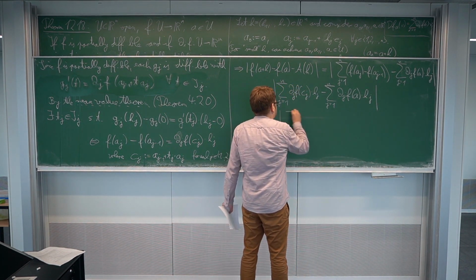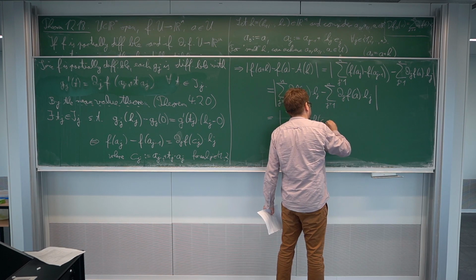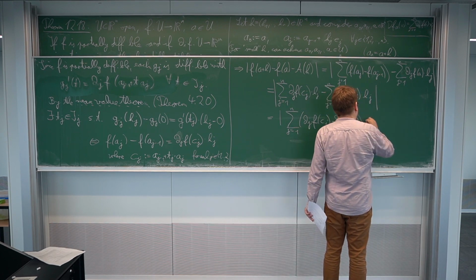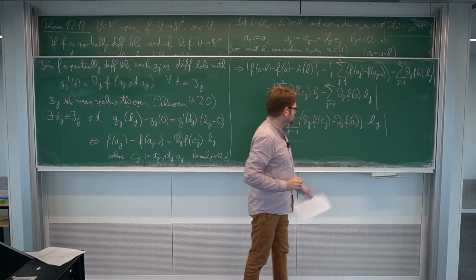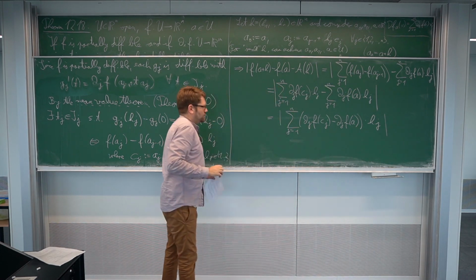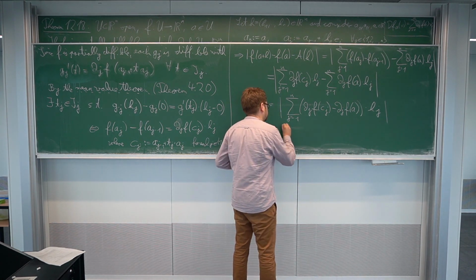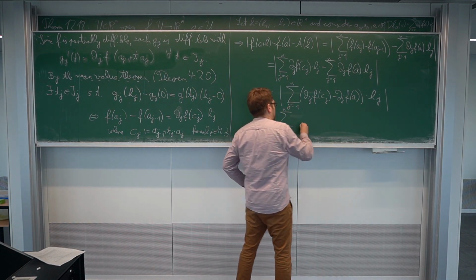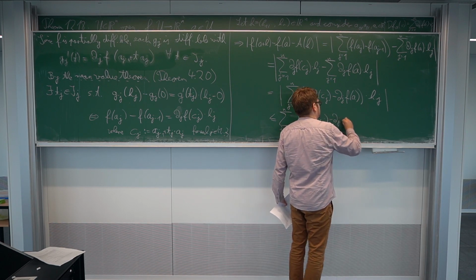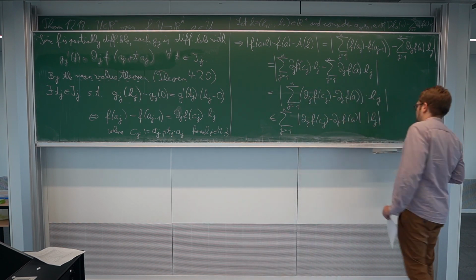So this would be the same as the absolute value of the sum from 1 to n, and now we have d_j f of c_j minus d_j f of a, times h_j. Now we know that the absolute value of a sum is bounded from above by the sum of the absolute values. So this is smaller than or equal to the sum from 1 to n, and now here we have the absolute value of d_j f of c_j minus d_j f of a, and since this is a product, we can just take it as a product of two absolute values times h_j.